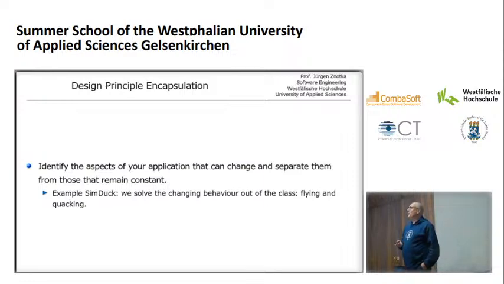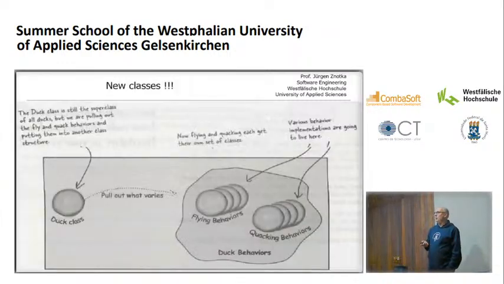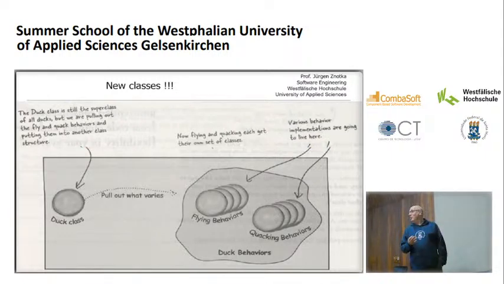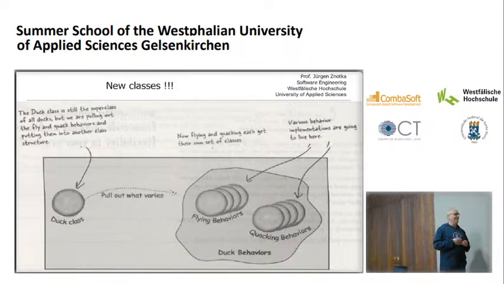So what is here? We solve the changing behavior out of the class with flying and walking. How does it look? We have the duck class we had, and we take out all that is different. Different are the flying behaviors and the walking behaviors. Because we know real ducks can fly, real ducks can walk. But if we have other ducks, like rubber ducks or decoy ducks, then they cannot fly and they cannot walk. In real life, the examples are different, but this is a simple one, and I think it's a nice one. Also, there are not so many nice examples.